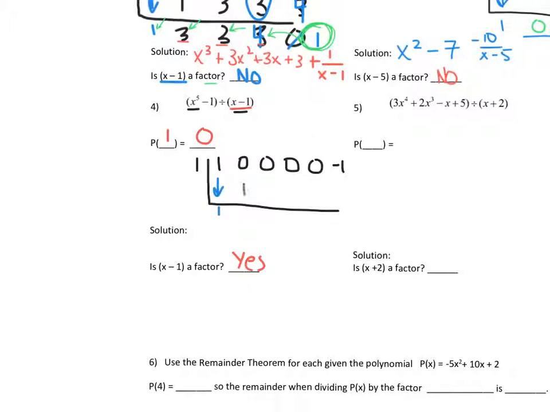1 times 1 is 1. 0 plus 1 is 1. 1 times 1 is 1. 0 plus 1 is 1. Times 1 is 1. 0 plus 1 is 1. 1 times 1 is 1. 0 plus 1 is 1. 1 times 1 is 1. Negative 1 plus 1 is 0. So my solution is going to be, I have to go to x to the 4th. So it's going to be x to the 4th plus x cubed plus x squared plus x plus 1 when I divide it out.